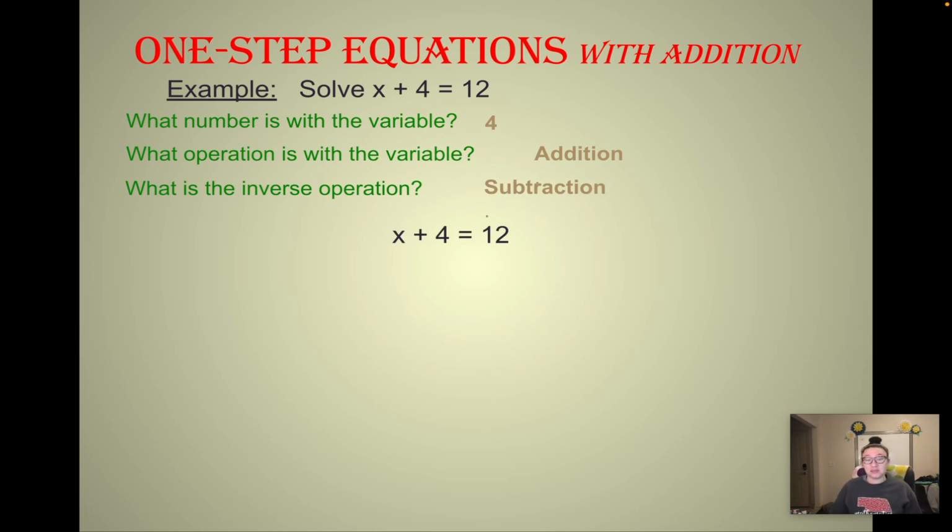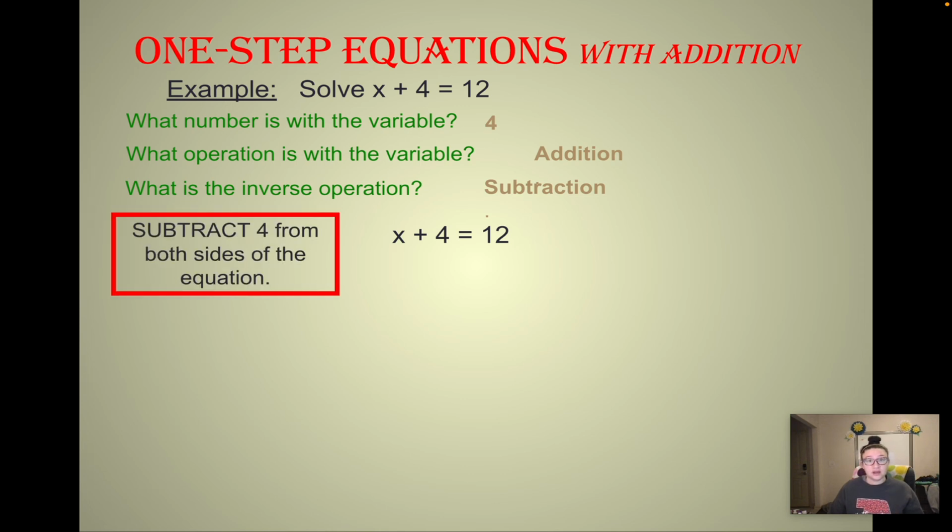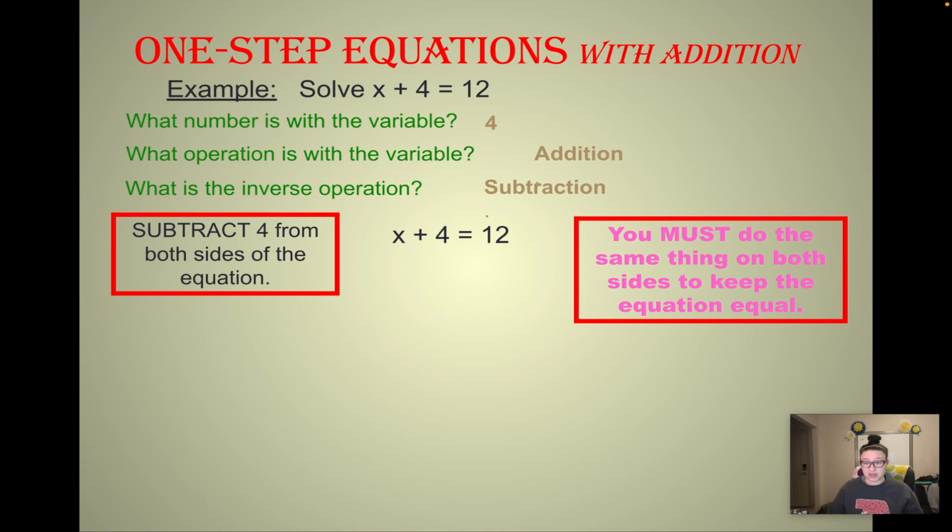So that means to help me solve this equation, I have to do the opposite of a plus 4, which is to subtract 4. And I got to make sure I do it on both sides to keep it balanced. So I start off with my equation, x plus 4 equals 12. I want to subtract 4 from both sides. Again, keeping it balanced, doing the same thing on both sides. Fill in those blanks.